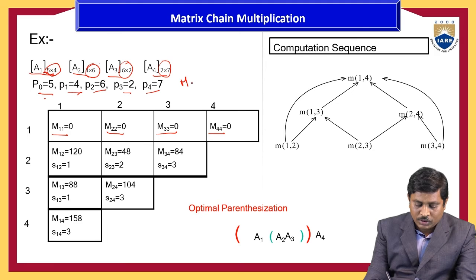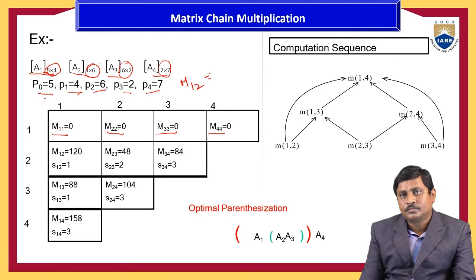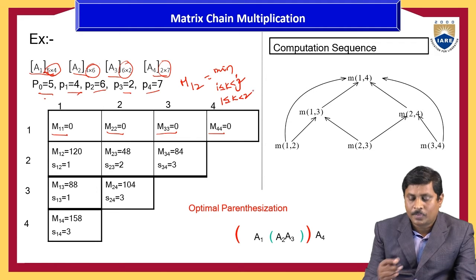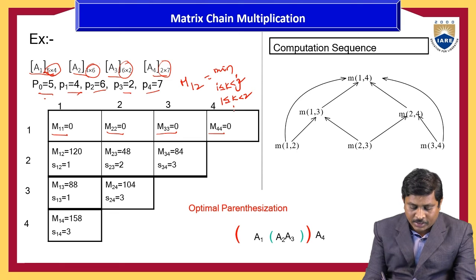M12 equal to minimum, I less than or equal to K less than J. I value is 1, so 1 less than or equal to K less than 2. Here compulsorily we take K equal to 1, so the K value is 1.